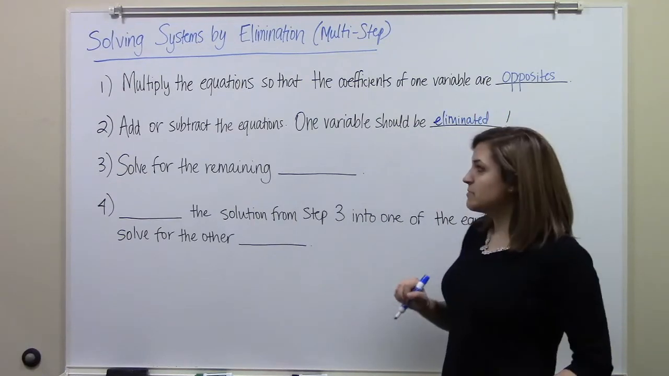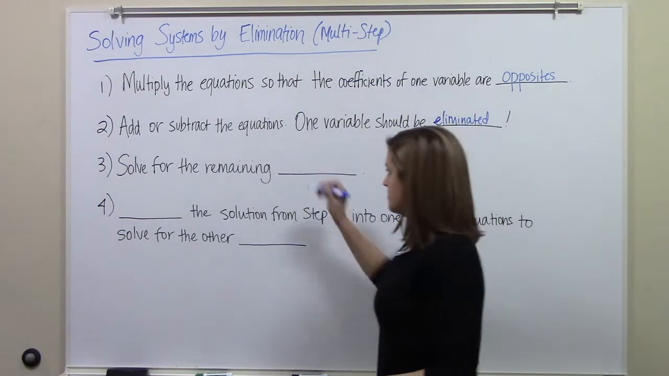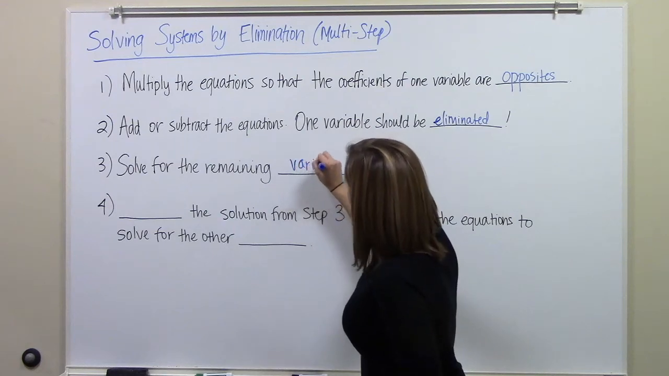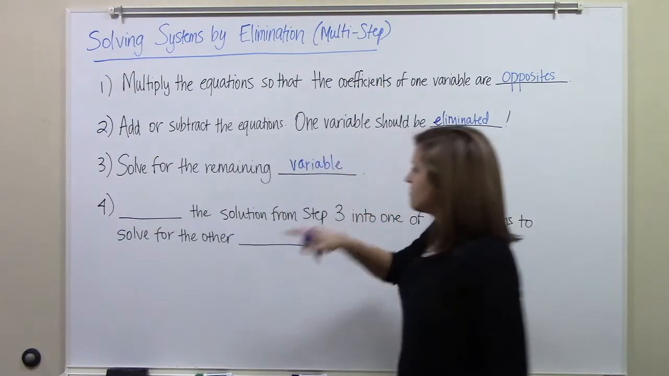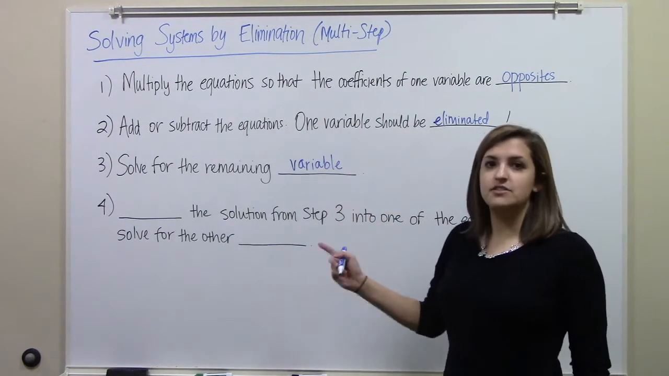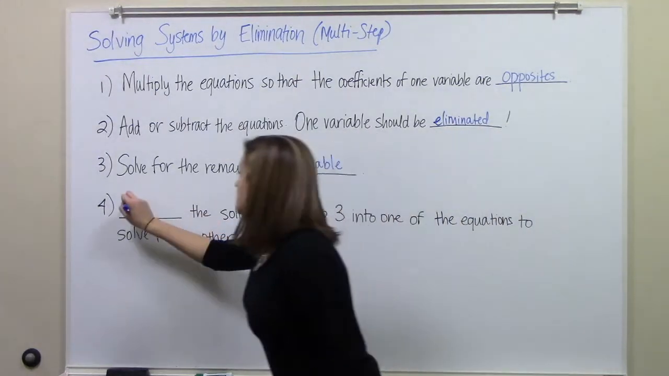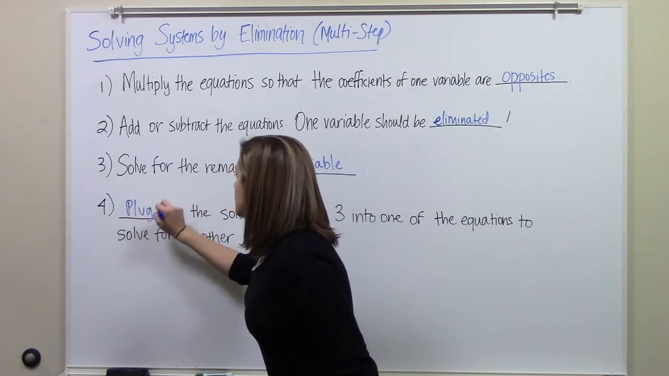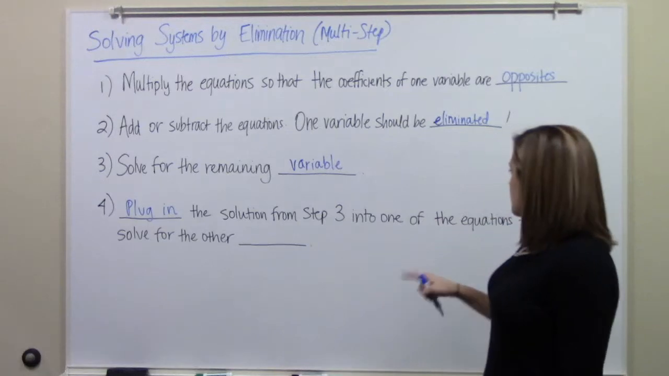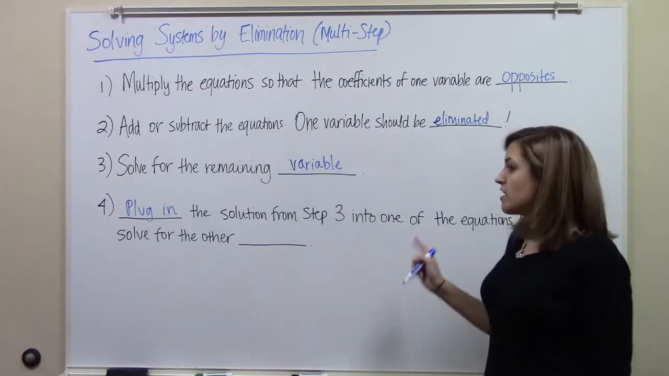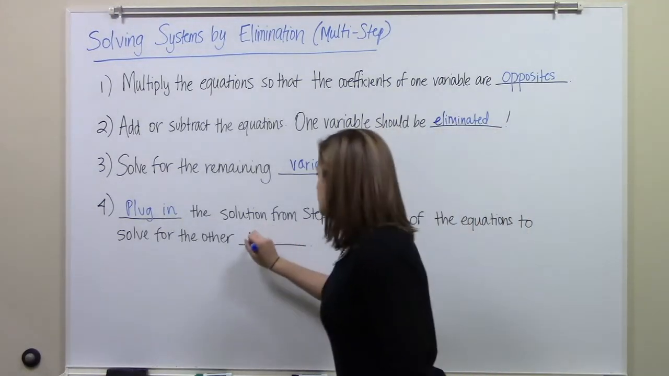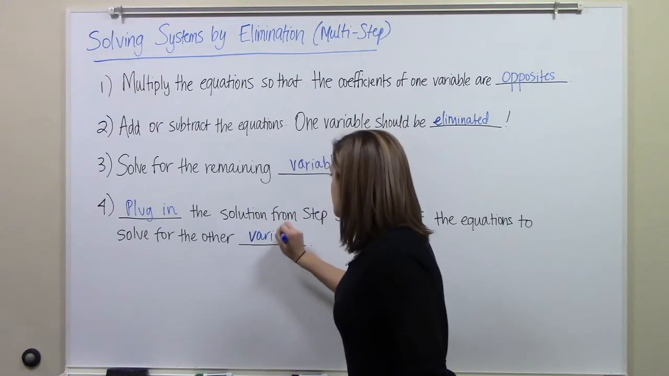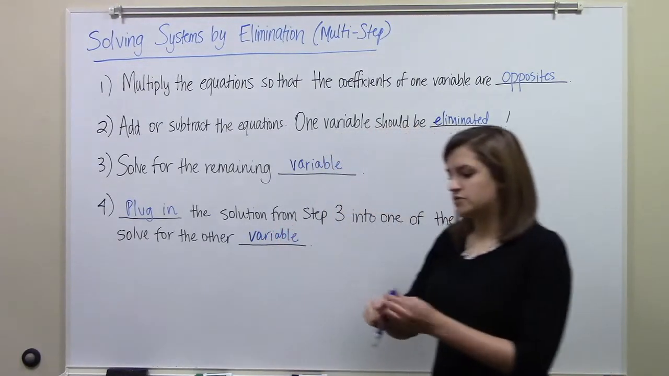And our third step is to solve for the remaining variable. So whichever one was not eliminated, we'll solve for. And our final step is to plug in the solution from step 3. So plug in our solution from step 3 into one of the equations to solve for the other variable. Alright, let's do some examples.